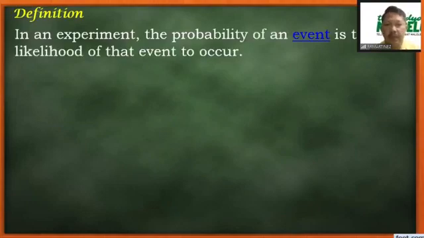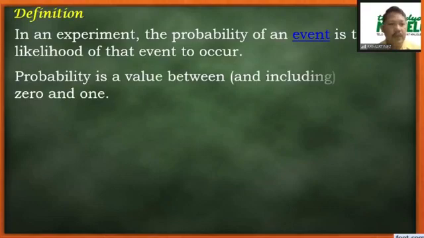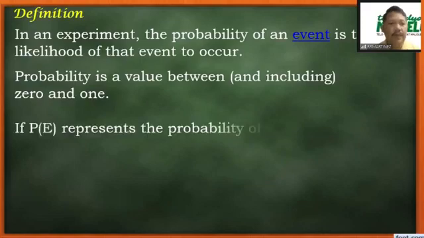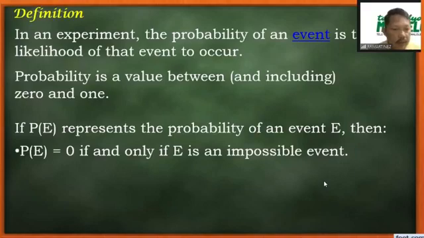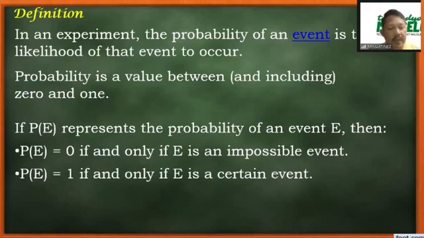In an experiment, the probability of an event is the likelihood of that event to occur. Probability is a value between and including 0 and 1. If P(E) represents the probability of an event E, then P(E) equals 0 if and only if E is an impossible event. P(E) equals 1 if and only if E is a certain event.